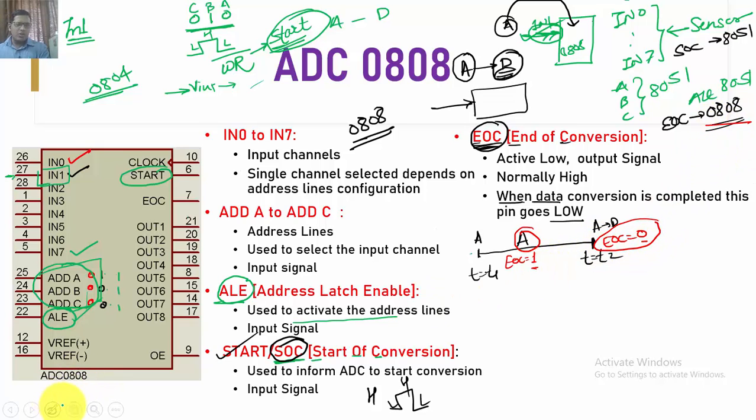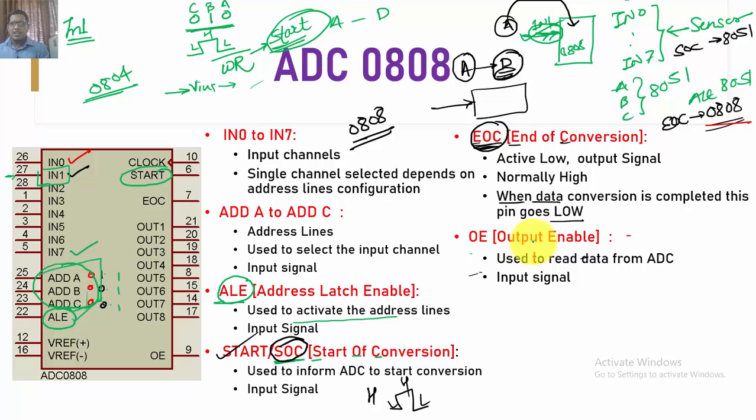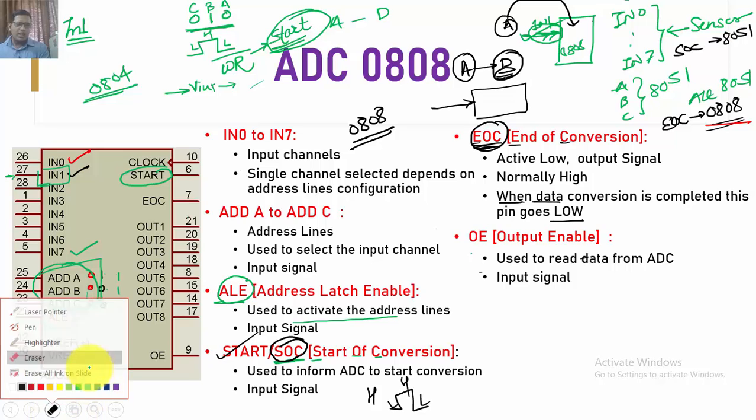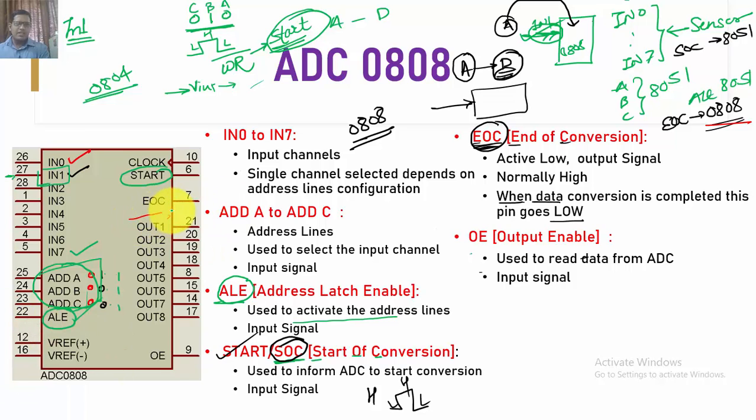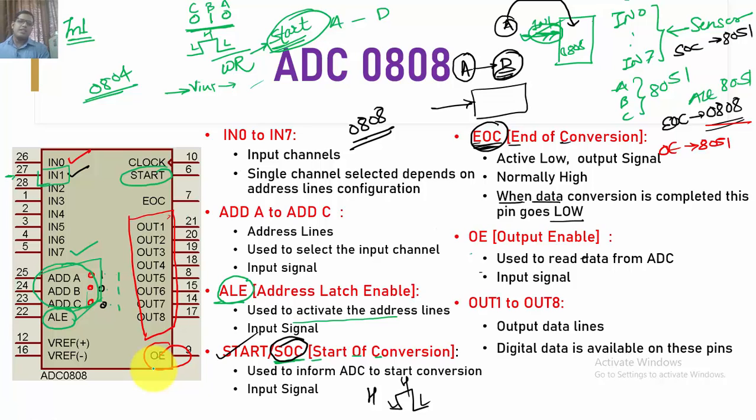The moment I receive this end of conversion signal from the 0808, the next signal that we issue is called the output enable signal. The output enable is used to read the data from the ADC. Whatever the converted data is, it is present on the output lines, and to read the data from the output lines of the 0808 inside the 8051 microcontroller, we have to send this output enable signal. And this is also an active high signal. This OE signal is also given from the 8051 microcontroller to the ADC0808.